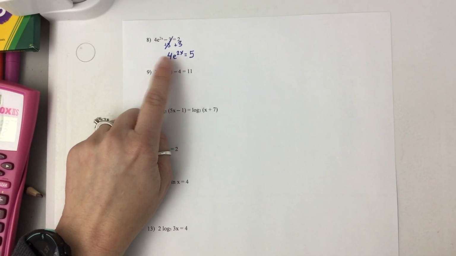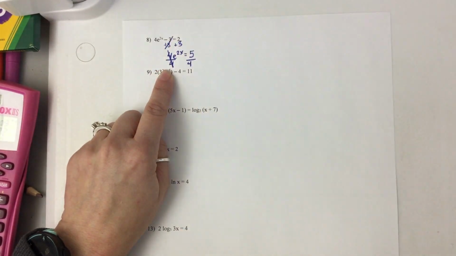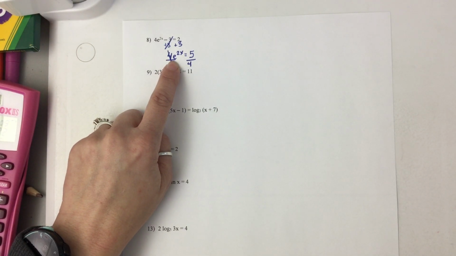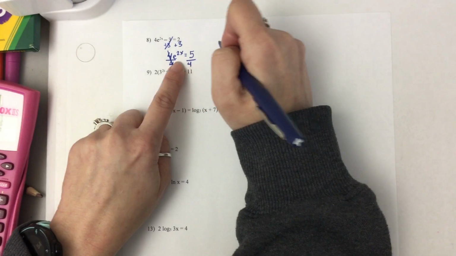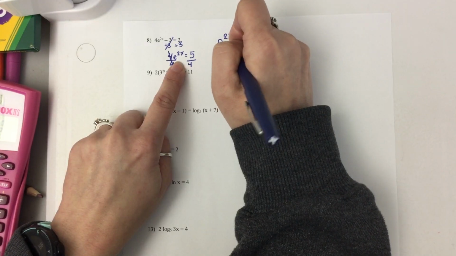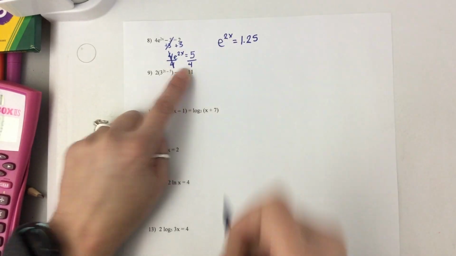Even if I took the natural log right now of each side, the natural log would not cancel e because they have to be connected. So before I take the natural log of each side, I need to get rid of that 4. This was 4 times e to the power of 2x, so to undo multiplication, I need to divide. E to the power of 2x equals 5 divided by 4 is 1.25.